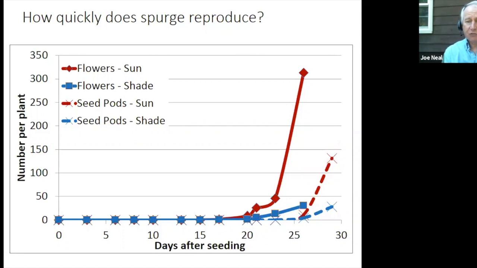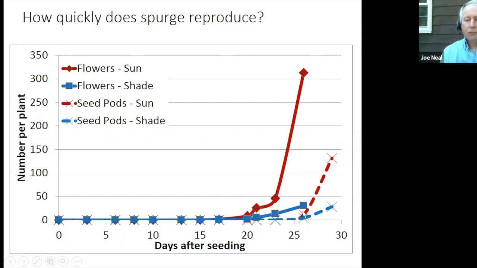So it makes perfect sense. It's going to grow faster. It's going to produce more flowers. But I want you to look at the timeline here. And the timeline shows that after about 20 days, we start to see our first flower. By 23 days, we're getting almost 50 flowers per plant. And then within 2 days after that, we're over 300 flowers on every plant.